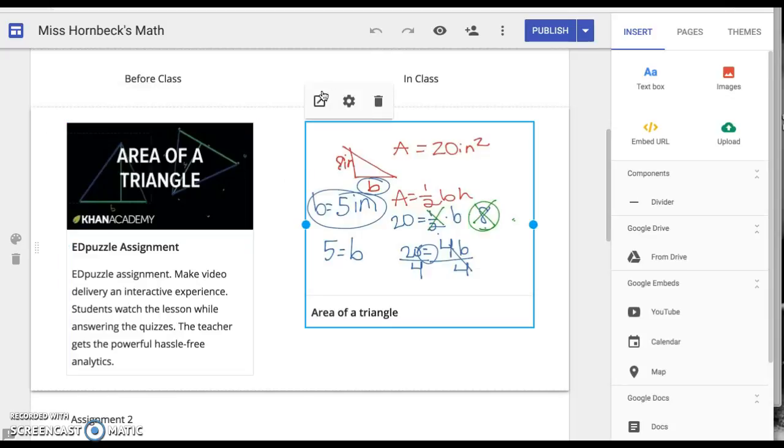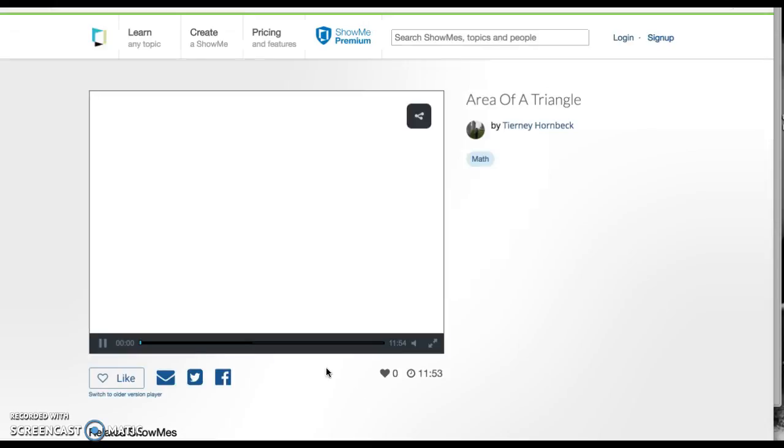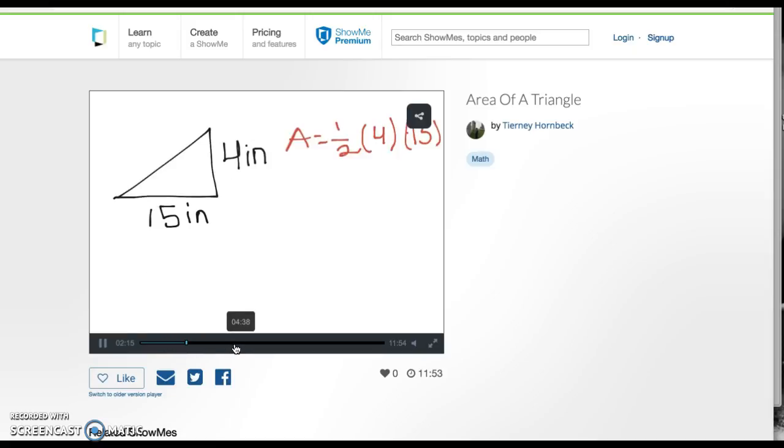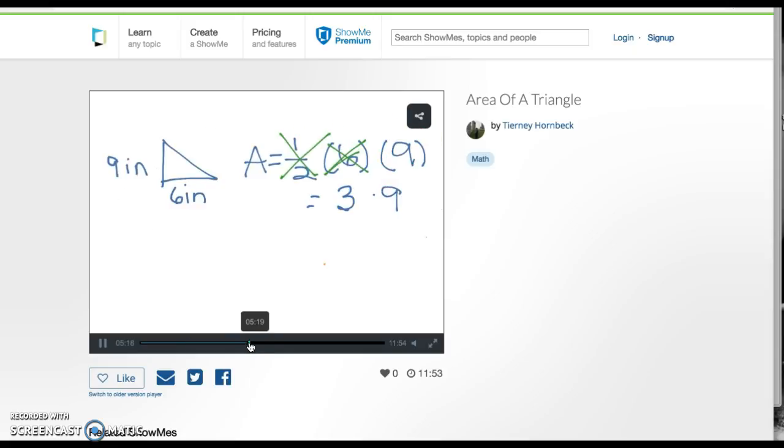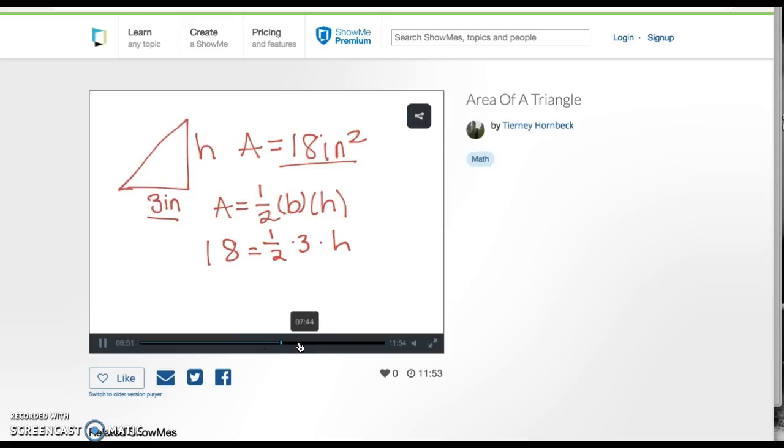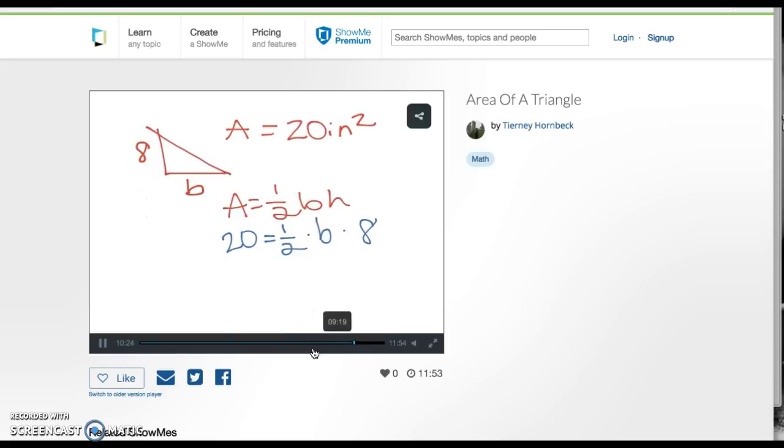Then when they got to class, they would watch the video that I made, which also shows me explaining how to find the area of a triangle and why that formula works. And then I go through different examples with them. I show them how to do it when they give you base times height, and then I also show them how to do it when they give you the area and expect you to find the height using algebraic equations and inverse operations and all of that.